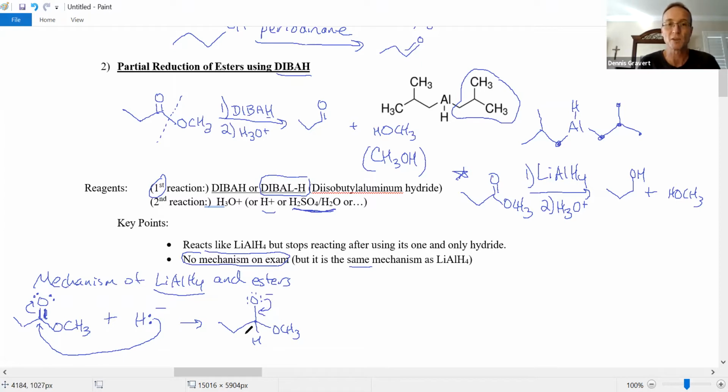And now one of the other 3 groups has to leave, so the carbon maintains 4 bonds. And the weakest link breaks. The weakest bond breaks, and that's the one between the carbon and the oxygen. Oxygen's more electronegative, pulling on this bond, weakening it, and it snaps, pops off.